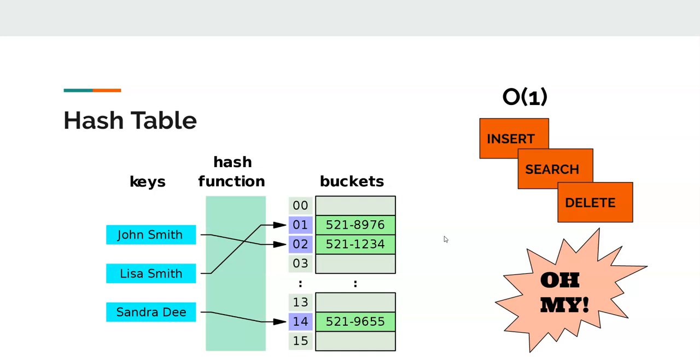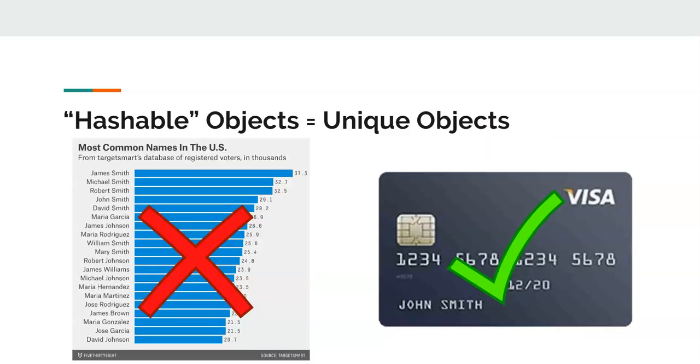However, the downside is that you can only insert hashable objects. Now, what does hashable mean? Hashable means it's gotta be unique, essentially. So you can't exactly have a hash table full of the thousands of John Smiths in the population. However, if you want to say, I don't know, hash John Smith's credit card number, expiration date, and the three digits on the back, that's a little bit more doable.